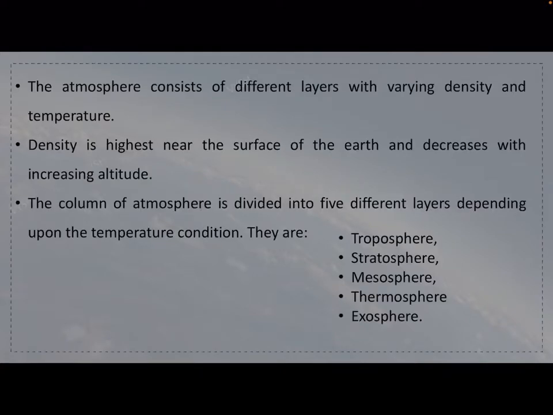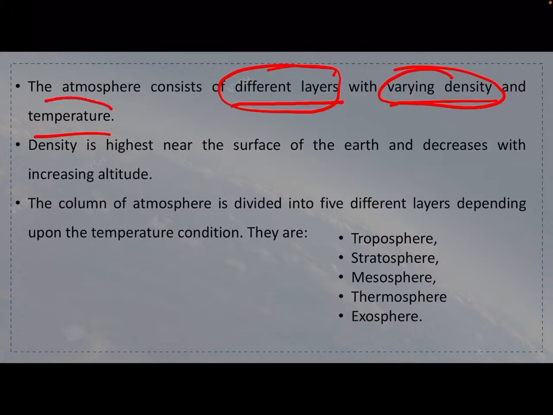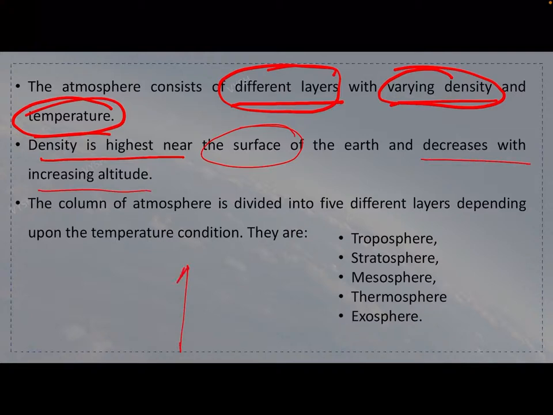The atmosphere consists of different layers with varying density and temperature. So as the layer changes, there will be a change in the temperature also. Density is highest near the surface of the earth and decreases with increasing altitude. As the altitude increases, the density will decrease.